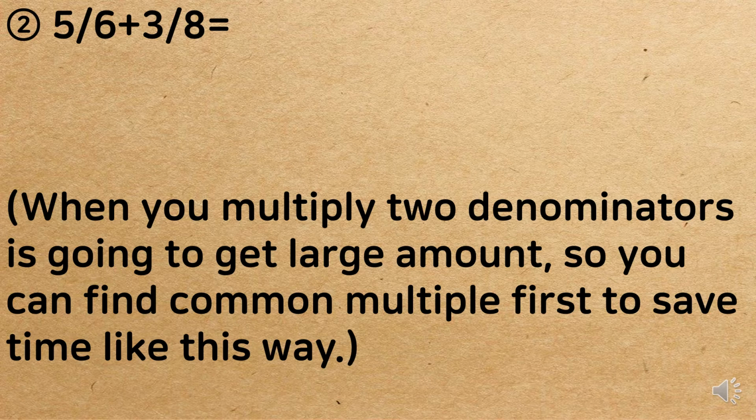Question 2. 5/6 plus 3/8. When you multiply the two denominators, 6 times 8, you get a large number, 48. So you can find the common multiple first to save time, like this. 6 and 8, the first common factor is 2, and the multiplication of the three numbers is 24.